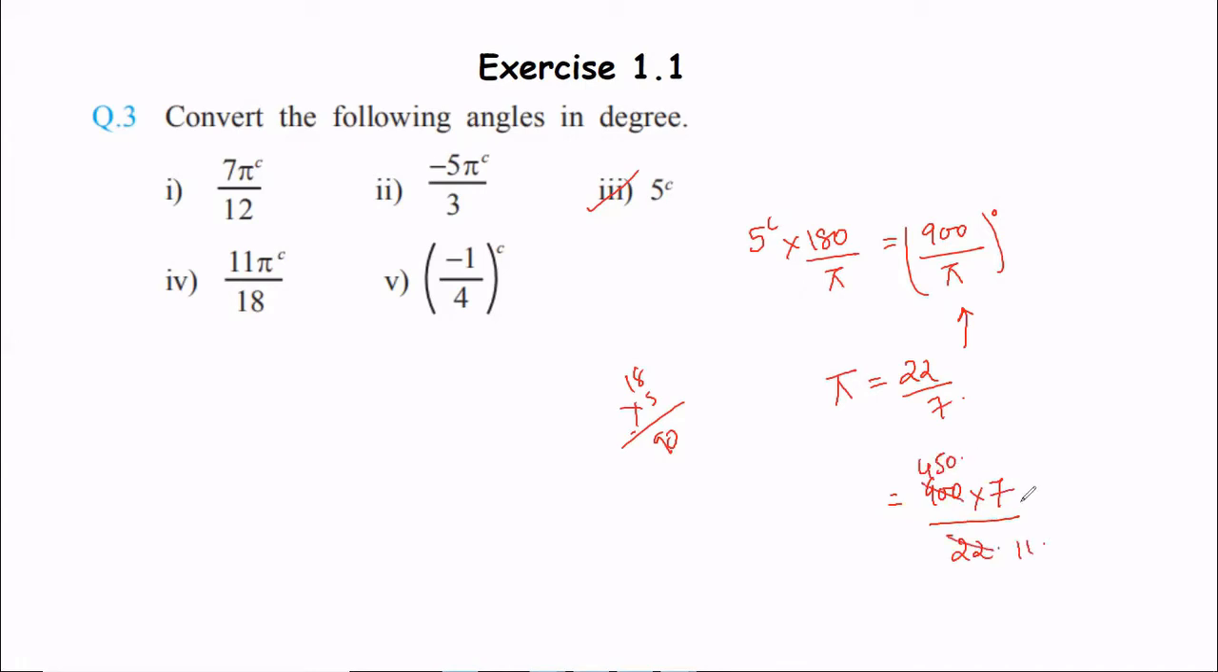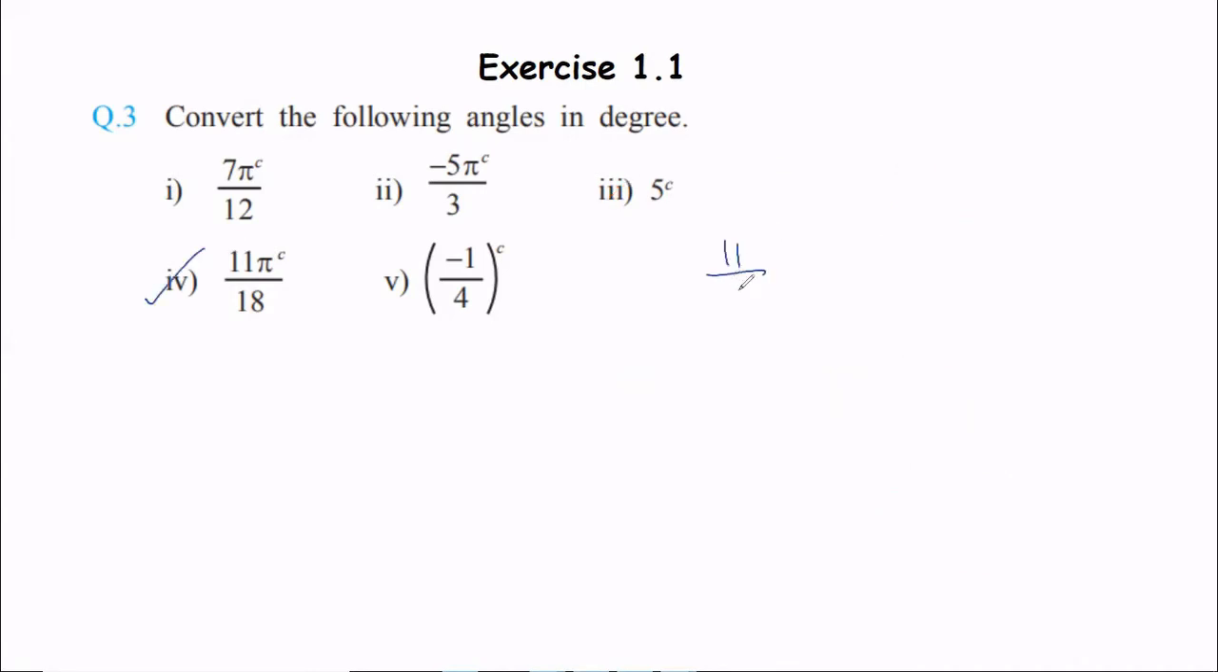Can we cancel further? It looks a bit difficult. So that is what our answer will be. Or for your convenience, you can keep your answer till here. That's the answer for the 5 radian conversion. Now moving to the fourth sum.